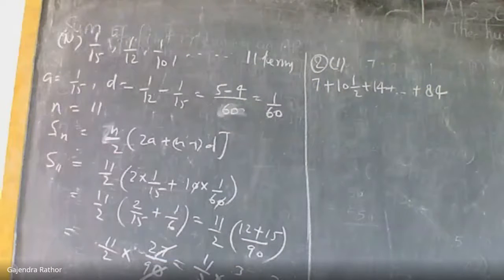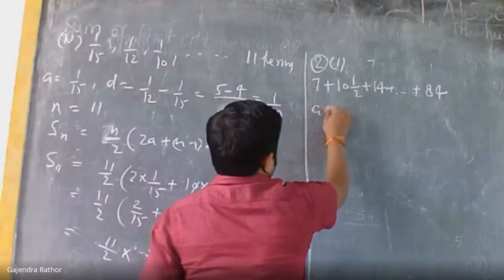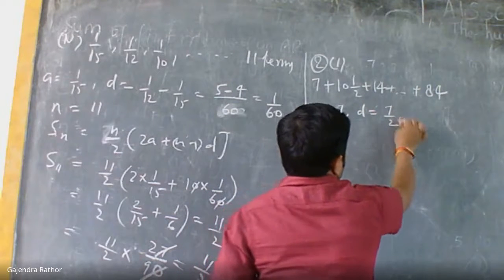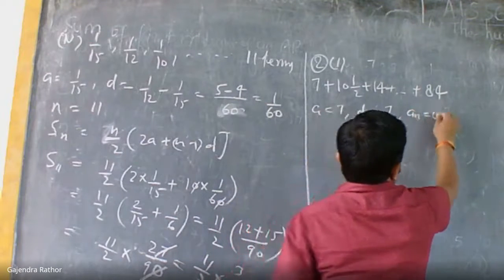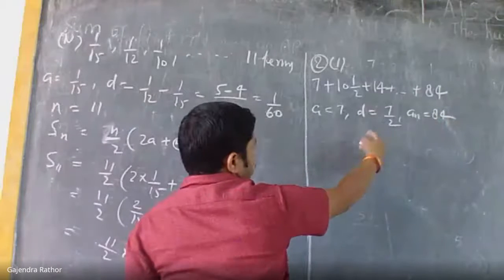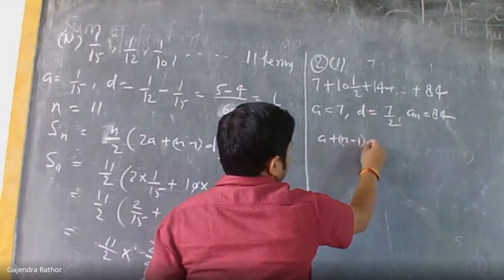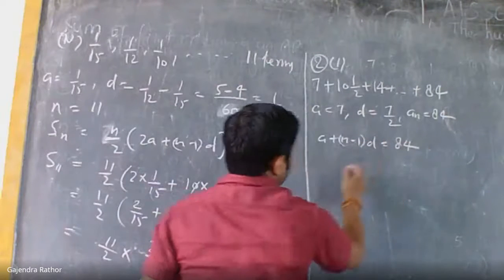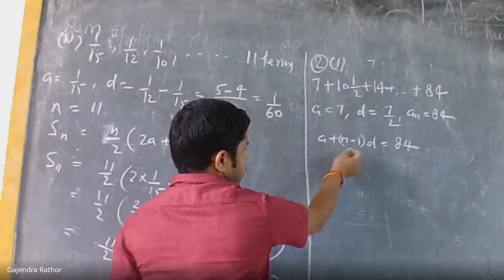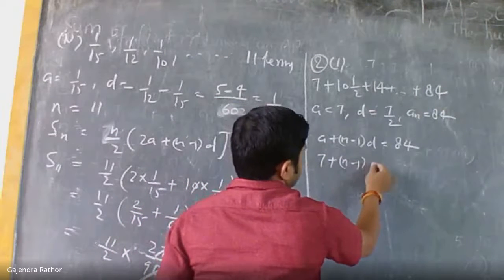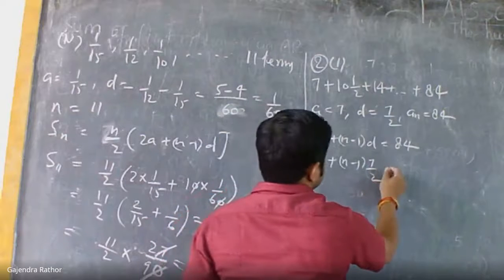I think this is 3.5 or 7 by 2. So a is equal to 7, d is equal to 7 by 2, and an is equal to 84. So an is equal to 84, we can write a plus n minus 1 into d is equal to 84. a is 7 plus n minus 1 into d, d is 7 by 2, is equal to 84.